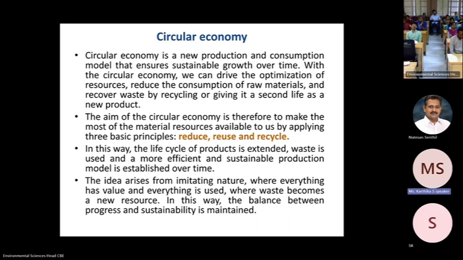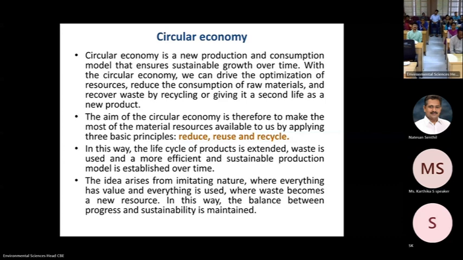Even in a good season, we are always talking about the deficit. Why is this happening? Over exploitation. We have to maintain a certain balance or ratio. We failed from that point. So ensure sustainable growth over time. This maintenance of ratio between the exploitation of resources, we have to maintain. What is the availability? What is the consumption? We should maintain a certain ratio. That will give the answer for sustainability.